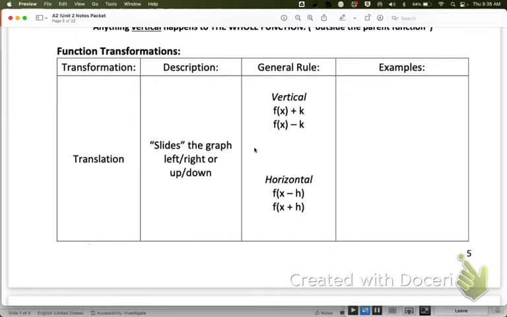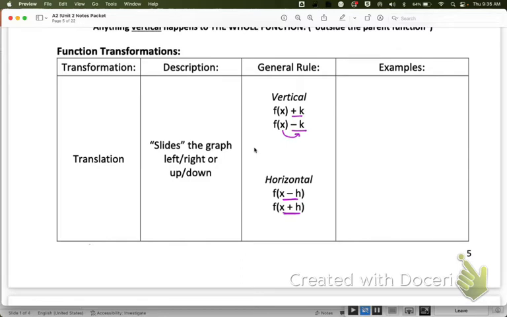The rule here for vertical is that I either add k or subtract k, and it's happening outside of the f of x. Versus, you see here horizontal, the minus h and the plus h is happening inside the function. It's f of x minus h. It's no longer just f of x, okay? Now, vertical and horizontal are always kind of backwards of each other.